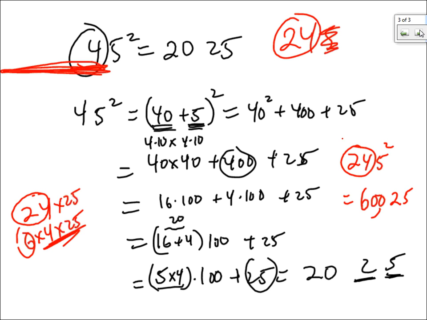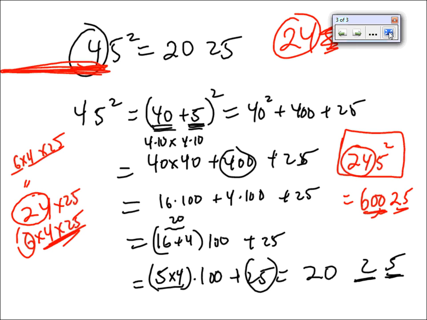24 squared in your head. Sorry, 245 squared in your head. All you have to do is realize that this is 6 times 4 times 25. 100 times 6, 625. 60,025. A real neat way of multiplying by or squaring a number that ends in a 5.